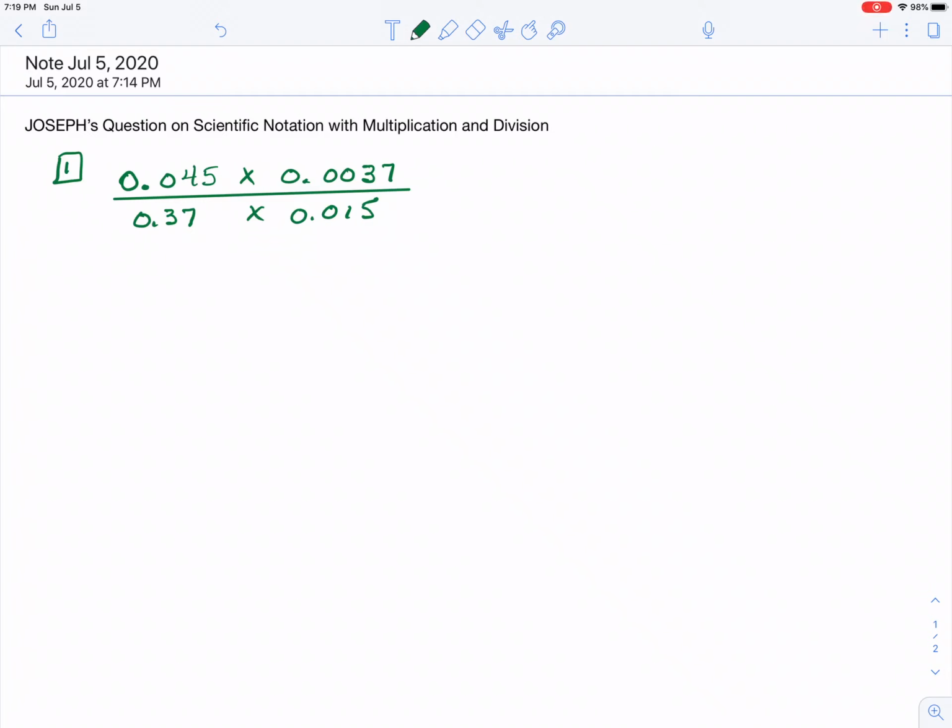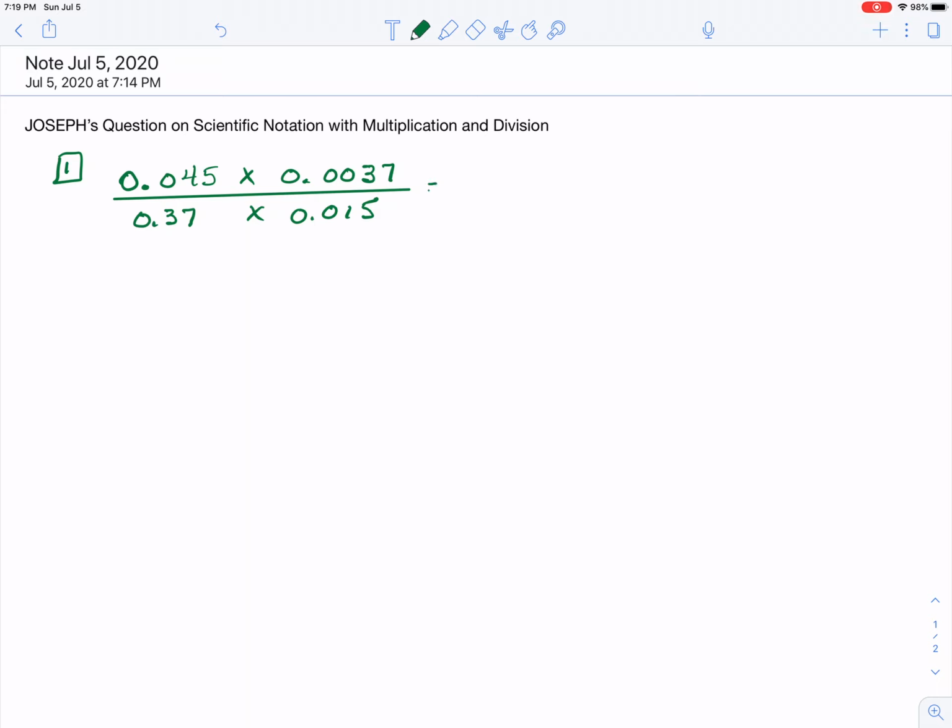This is a question that one of my students sent to me on working with scientific notation, using it in conjunction with multiplication and division processes. So here's the first one I wanted to work. You'll notice that none of these numbers is written in scientific notation.